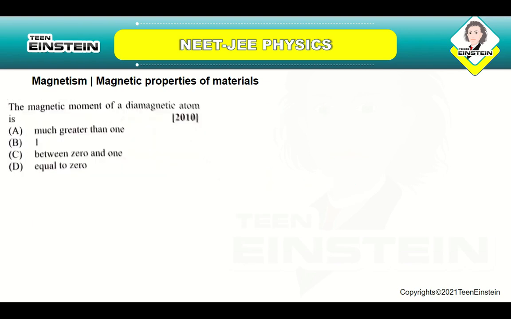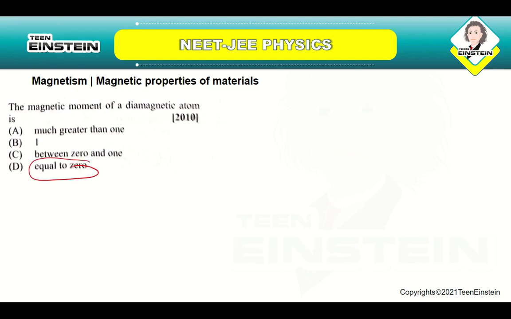Okay, let us move on to the next question. The magnetic moment of a diamagnetic atom is: greater than 1, or 1, or between 0 and 1, or equal to 0. They have given us 4 options. If you see here, the correct answer is option number D. The magnetic moment of a diamagnetic atom will be 0.